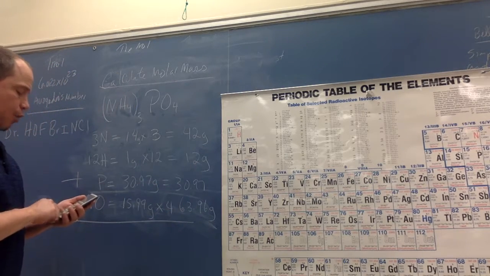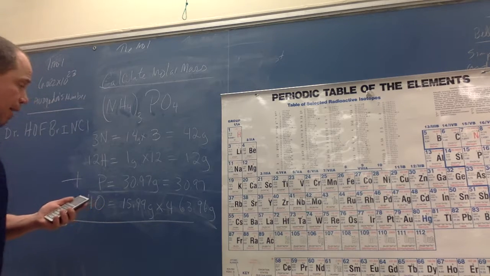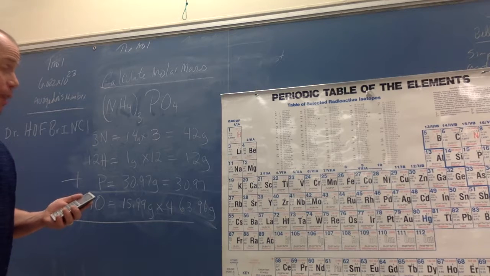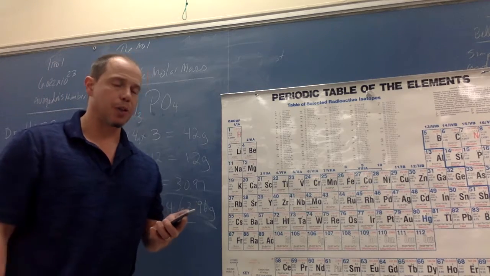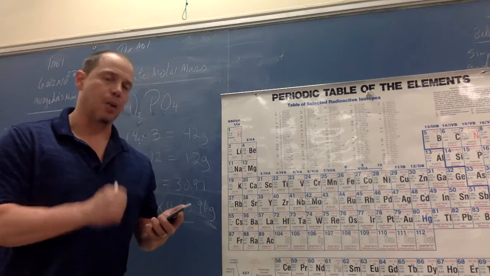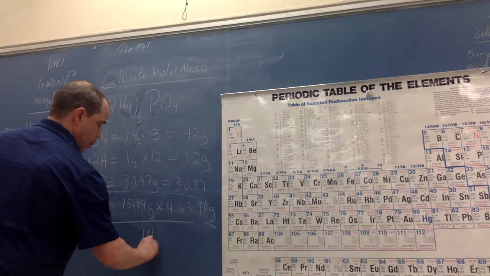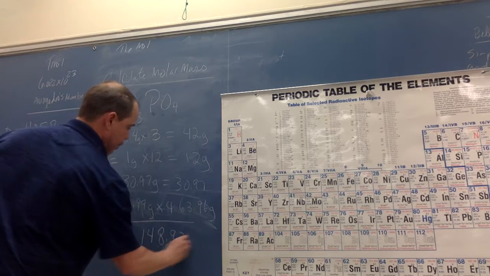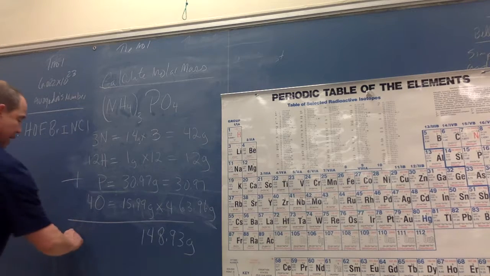So here I'm going to get 42 plus 12 plus 30.97 plus 63.96. I got 148.93. Now I've only got 2 significant figures for my least amount when I do the addition. I'm going to ignore the significant figures now so as not to confuse you as much and simply put the answer down that I got on the calculator, which is 148.93 grams. The molar mass of ammonium phosphate is 148.93 grams.